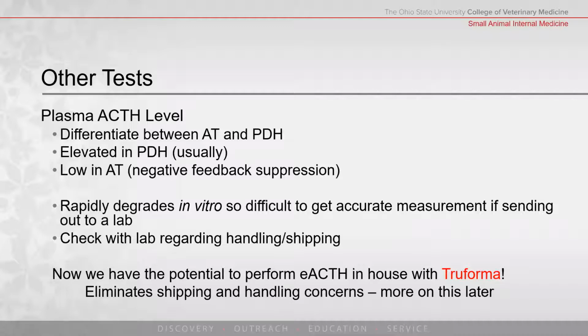And it degrades so fast that the few times I've run them, I've always sent a normal dog's blood along with it, so I would know whether it degraded. Because if they both come back with none, then I'm like, okay, obviously that was a fail. The good thing is now we have the potential to perform an endogenous, that's the E, ACTH in-house right when you draw the blood from the animal. That's one of the real benefits of the TRUFORMA platform: it will measure the ACTH in your hospital, so you don't have to worry about the shipping and handling issues. Next slide.